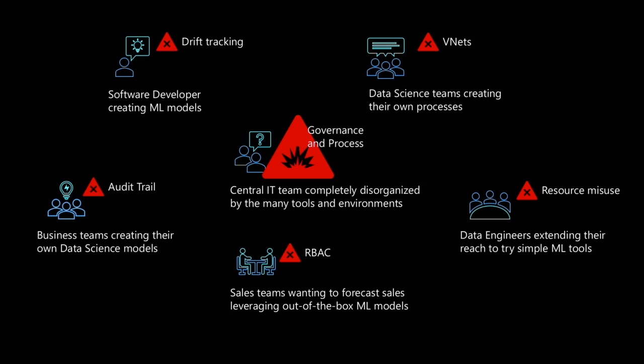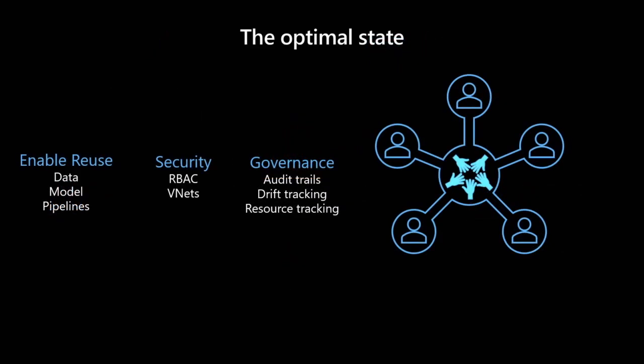Now, the ideal state that we always try to strive for is that there is collaboration across these various teams. There is enormous reuse of assets, be it data, be it the data science models, so that people are not spending time doing the same thing over and over again. And of course, there are reusable pipelines being created around this as well. Again, from a security perspective, of course, you need role-based access control so that people who need data get the data. There is an optimal encryption applied to it, as well as there are VNets that are applied around that space. And then from the perspective of governance, how do I manage audit trails? How do I do drift tracking? How do I have any kind of resource tracking around compute resources that have been spun up in these spaces?